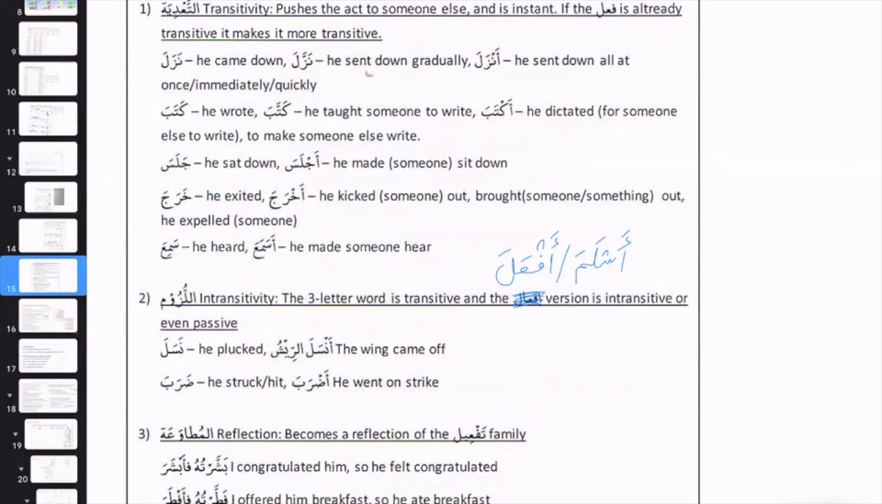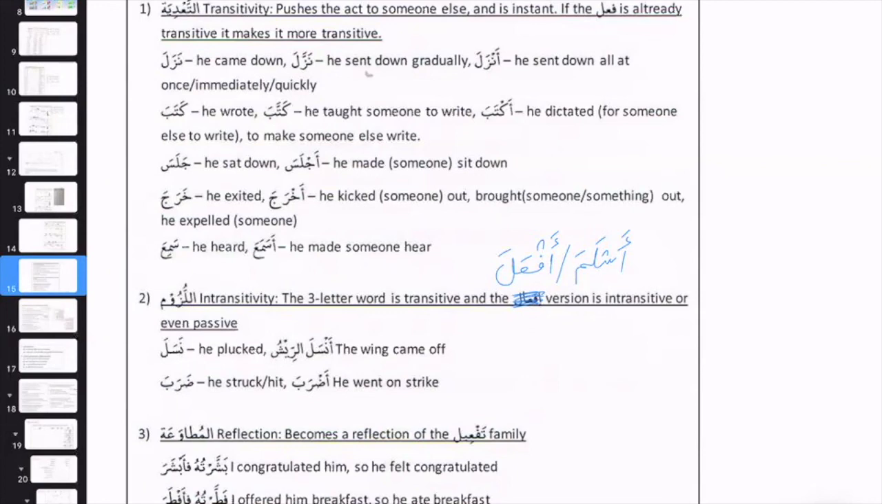So this is how most of the verbs over here, you're going to find that they are transitive. And if the verb is already transitive, then it is kind of making it more transitive.